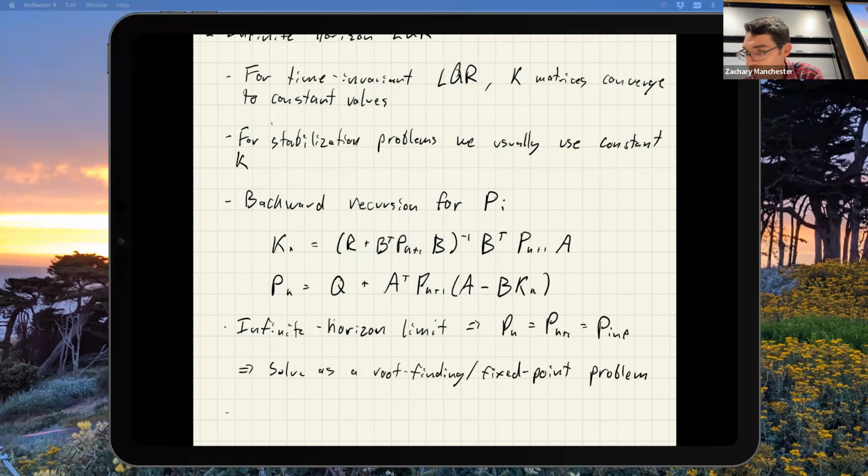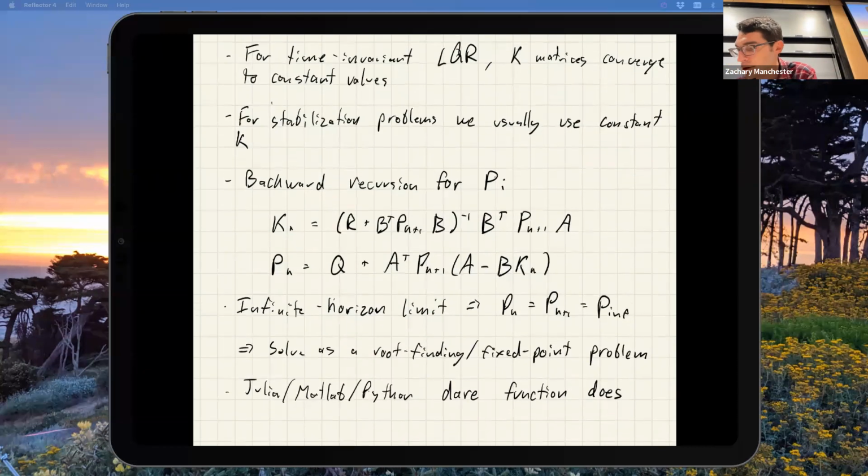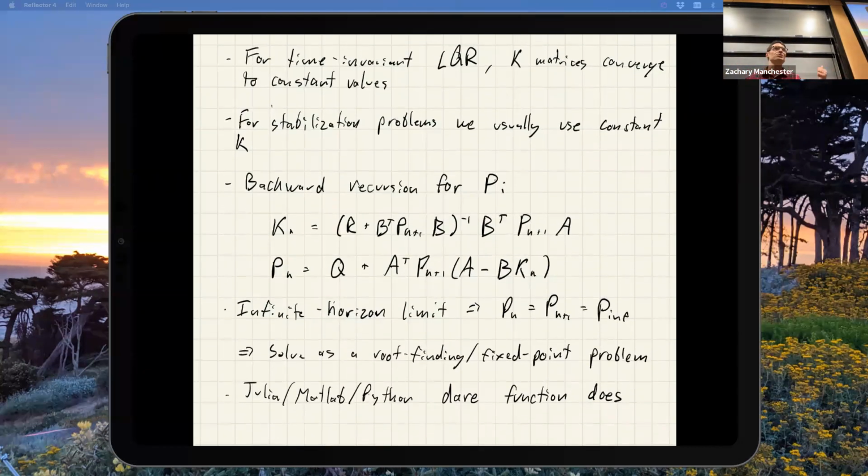And then the last thing to say about this is Julia, MATLAB, and Python all have control toolboxes that will do this for you with specialized methods. It's generally called DARE in Julia and MATLAB. That's coming from MATLAB, but everyone else uses the name now. It stands for discrete algebraic Riccati equation. You call that function, MATLAB and Julia have it exactly the same way, DARE(A, B, Q, R), and it gives you that P infinity.